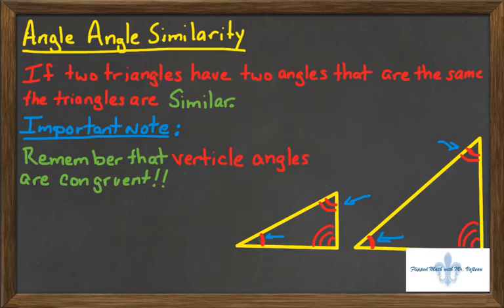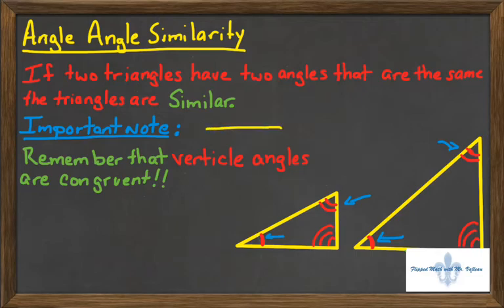Now, for it to be congruent, they would have to have the same side lengths and all of the different pieces matching. However, with similarity, you can tell that if two of the angles match, they will be the same.